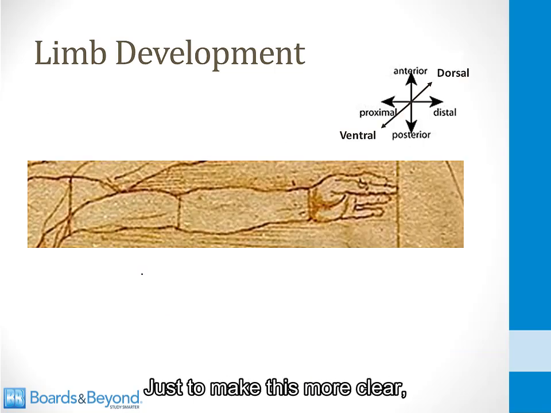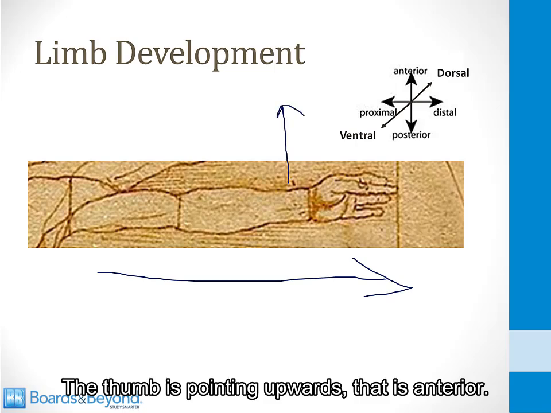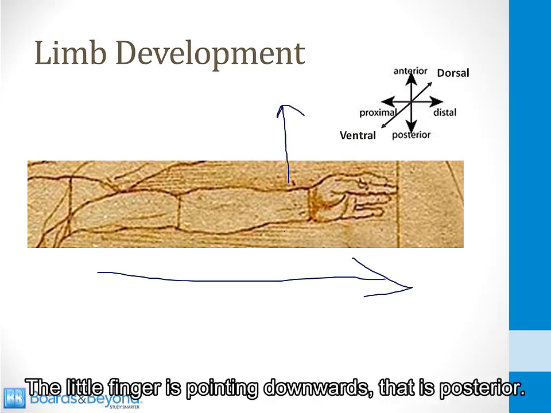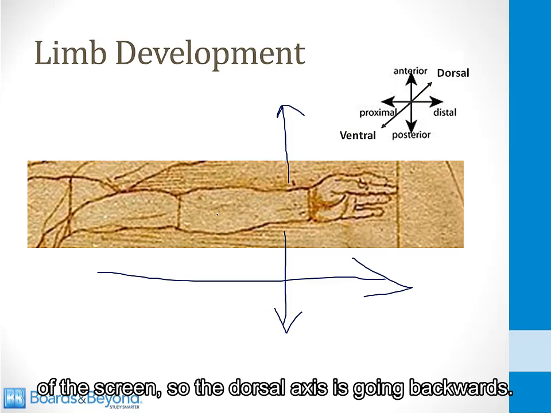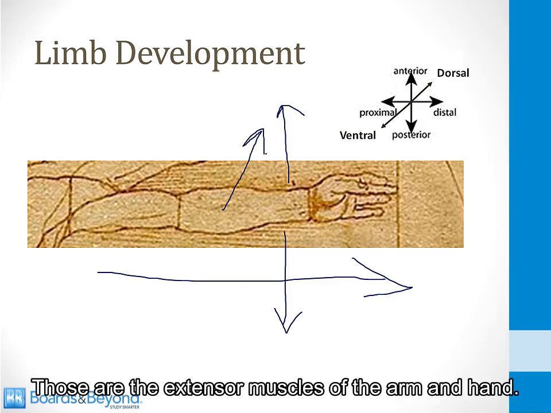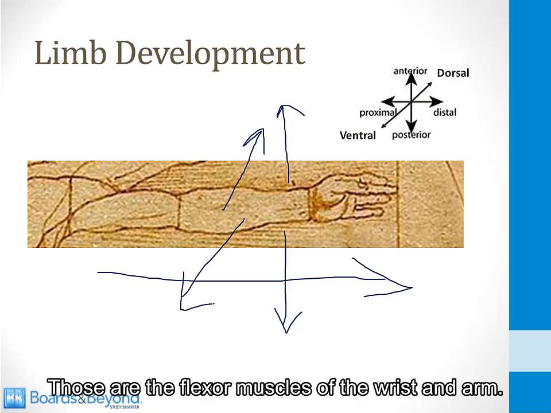Just to make this more clear, I've zoomed in on the arm from the picture on the last slide. So the proximal to distal axis is in this direction. The thumb is pointing upwards, that is anterior. The little finger is pointing downwards, that is posterior. And then the dorsal to ventral axis is going in and out of the screen. So the dorsal axis is going backwards. Those are the extensor muscles of the arm and hand. And the ventral axis is coming out of the screen. Those are the flexor muscles of the wrist and arm.